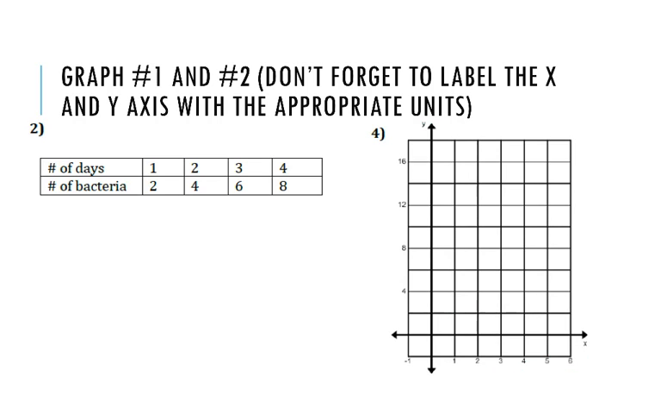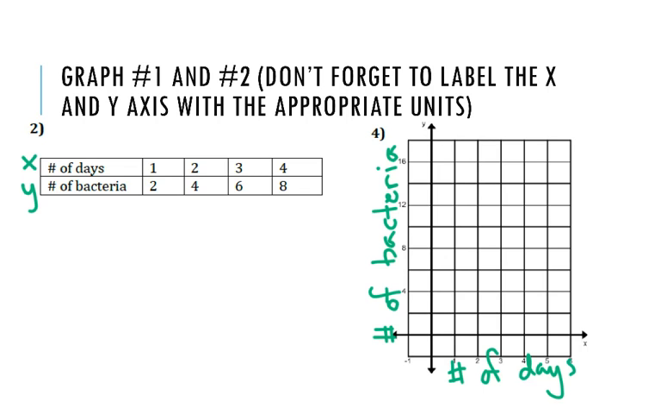We're going to graph number 2 the same way. I like to mark my x row, number of days, and the y row, number of bacteria. And that helps me label my axes and then place my points. So we're going to label the x-axis as the number of days and the y-axis the number of bacteria. And then we place our points. So we have 1, 2. It's going to be in the same spot as the last one. The next one is 2, 4. Again, following the same pattern so far. 3, 6. And then 4, 8. So notice this is a straight line if we were to connect those points.